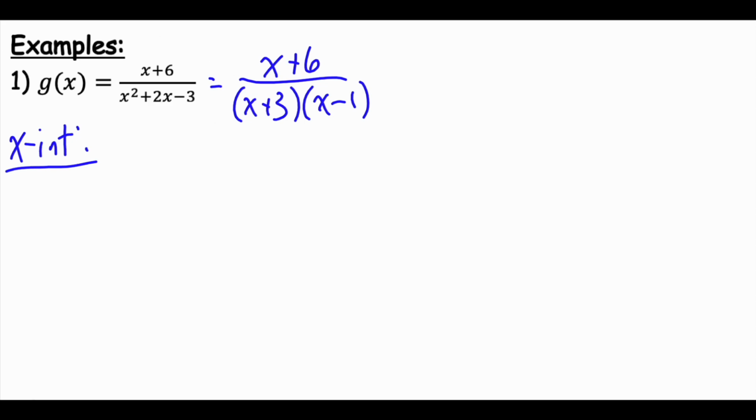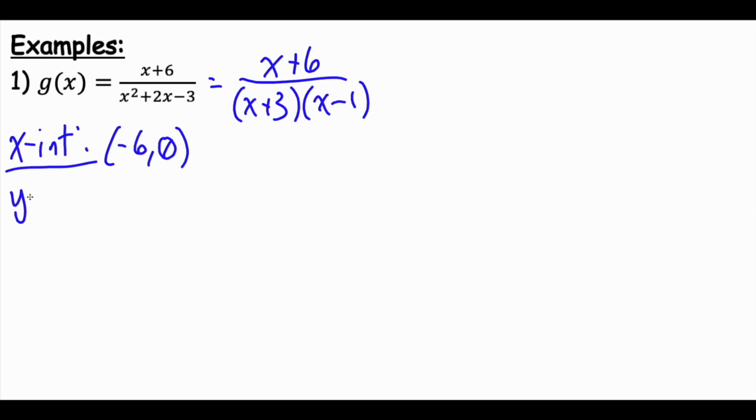In this case, the x-intercept, we only have one of them, and that is what makes our numerator 0, and that is a -6. Okay, so we want to write these as points. They are intercepts. They are points on the graph. So -6, 0 is our x-intercept.